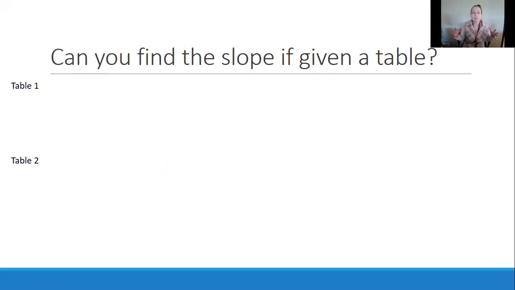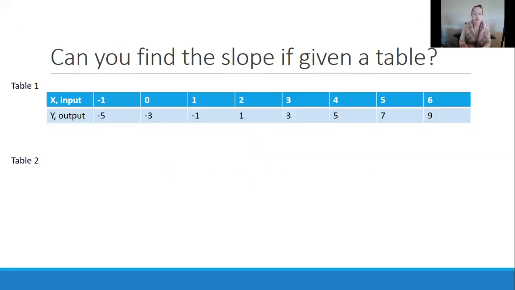All right, but here's the big piece of today's lesson. What happens if we don't give you a graph and we asked you to write the equation? How are you going to find slope? So can you find the slope if you're given a table? Well, what's slope again? Well, slope is just our, see here, remember, I'll put it up here. Slope is our change in y divided by our change in x.